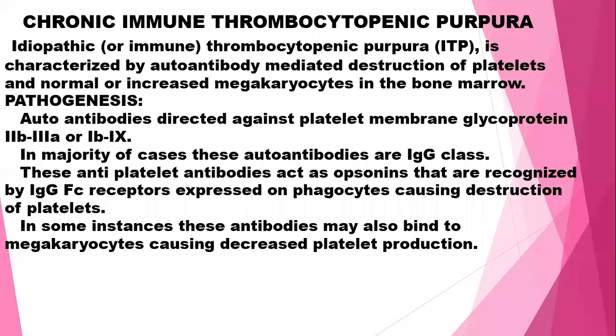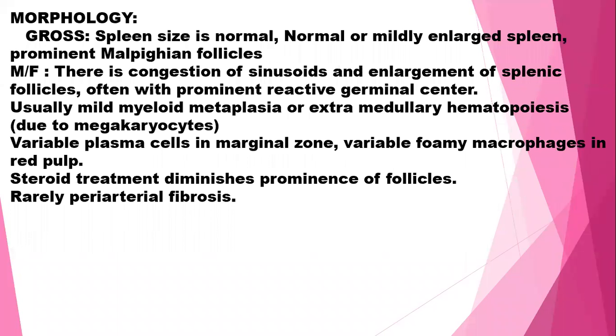As you know, immunoglobulins are all produced by B cells, or plasma cells, which are derivatives of B cells. These anti-platelet antibodies act as opsonins and are recognized by the immunoglobulin Fc receptors expressed on phagocytes or macrophages, causing the destruction of platelets. In some instances, these antibodies may also bind to the megakaryocytes, causing decreased production of platelets.